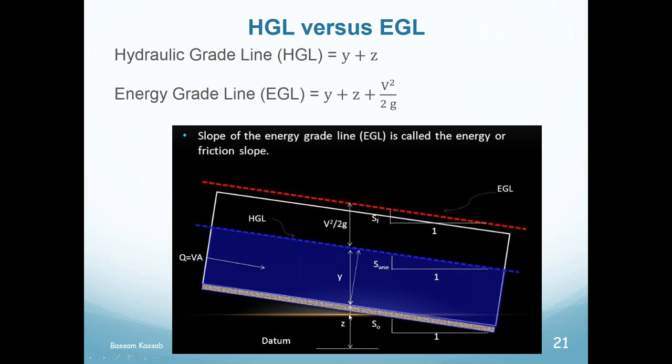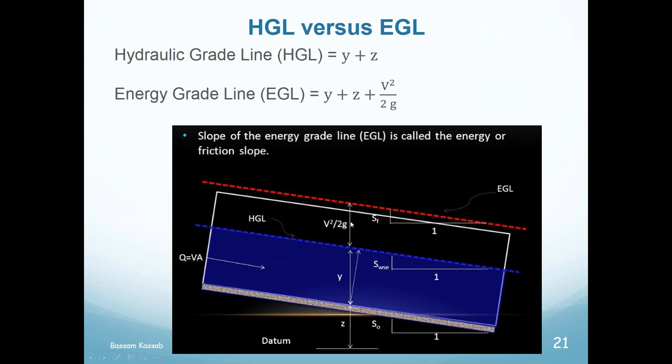So you have the elevation of the channel from the datum, the thalweg, that means the bottommost point, plus you add the depth y, so you end up with the hydraulic grade line. You see the hydraulic grade line is pointing here, the arrow to the water surface in blue. So the hydraulic grade line always coincides with the water surface. That's how it's defined, because it's the elevation of the channel plus the depth of the water.